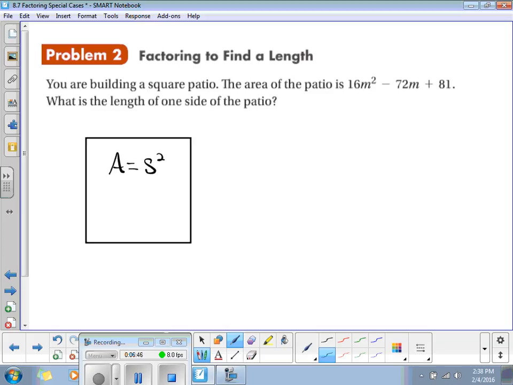And we're going to use this trinomial up here, okay? So we want to know, is the first term a perfect square? Yes, that is a perfect square because 4m times 4m is equal to 16m squared. So we have 4m squared, okay? You can write 4m times 4m if you want to, okay? And then we can check the second one, 81. 9 times 9, right? Okay.